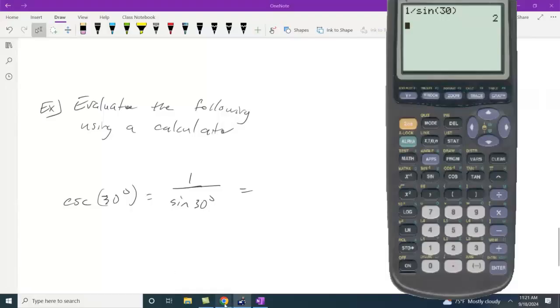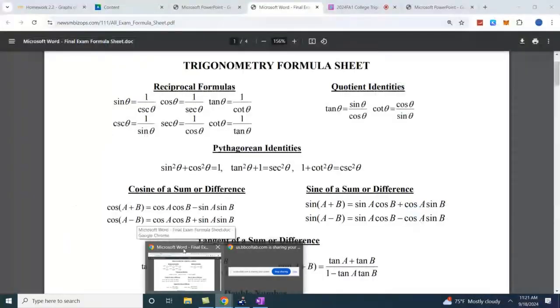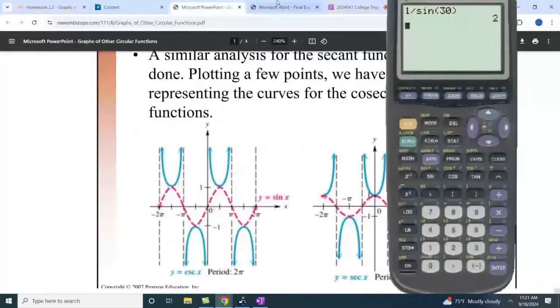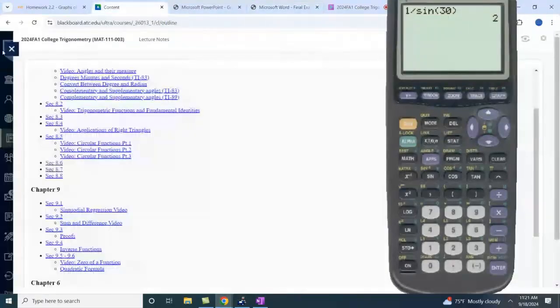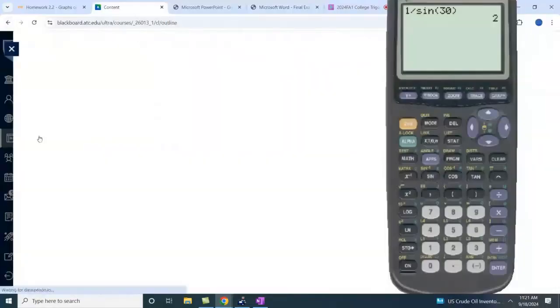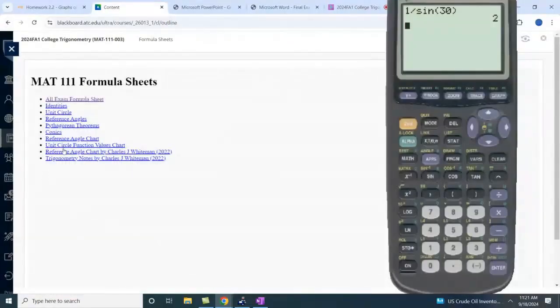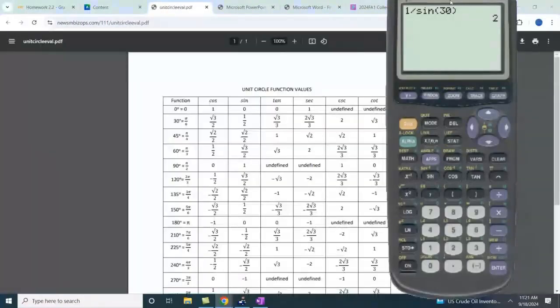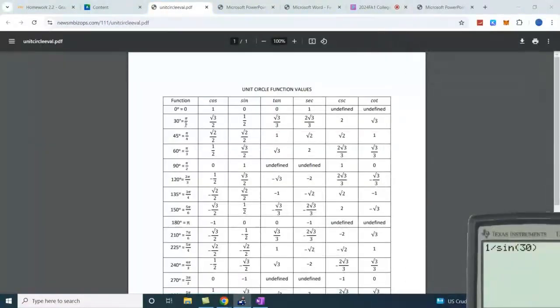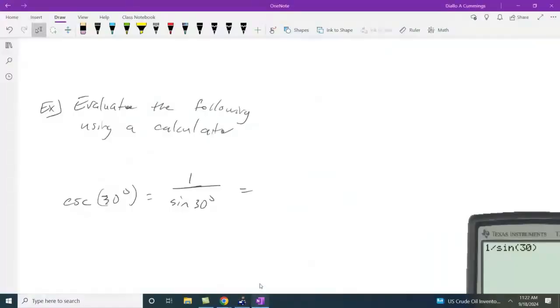If you look at the unit circle function values chart, okay, let me just find that. Okay, I'm going to go on the formula sheet and unit circle function values chart. And if we find 30 degrees, notice that the cosecant should be 2, right? So whenever you're asked for cosecant, secant, or cotangent, you must put in the reciprocals.